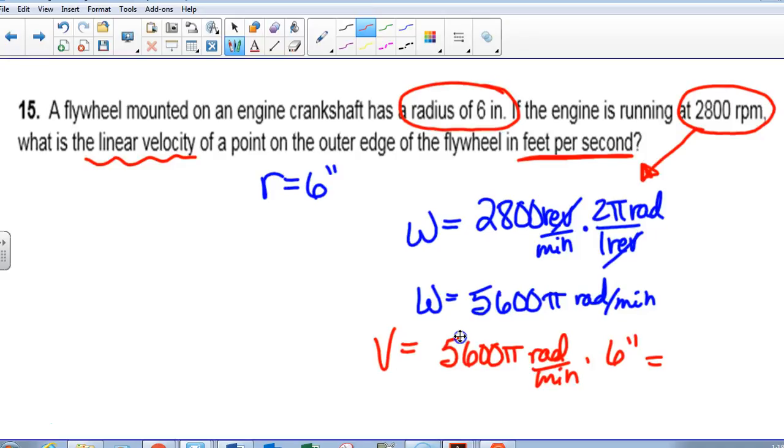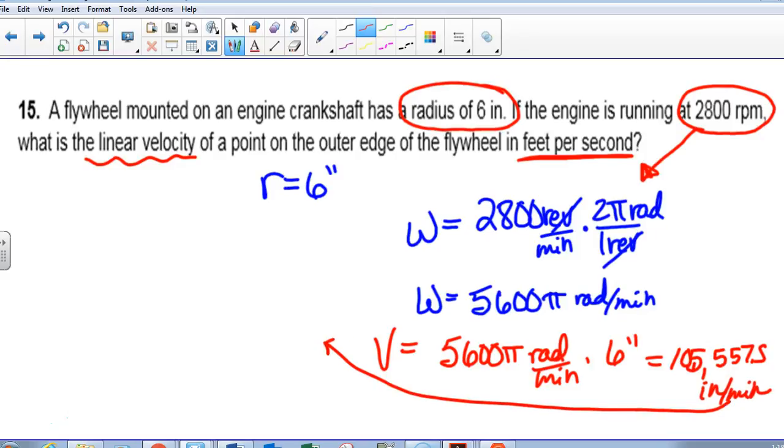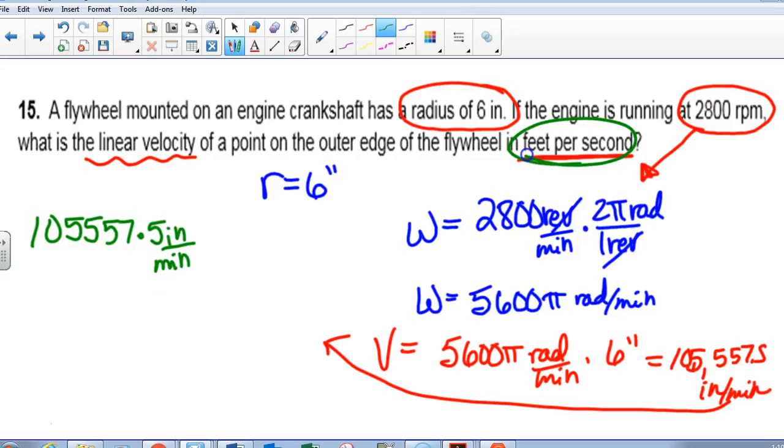Unfortunately, we're still a long way from the answer because we have a lovely, ginormous 105,557.5 inches per minute. I'm going to move it over here anyway. 105,557.5 inches per minute. And what are we supposed to have? Just because they hate us, feet per second. So now what?